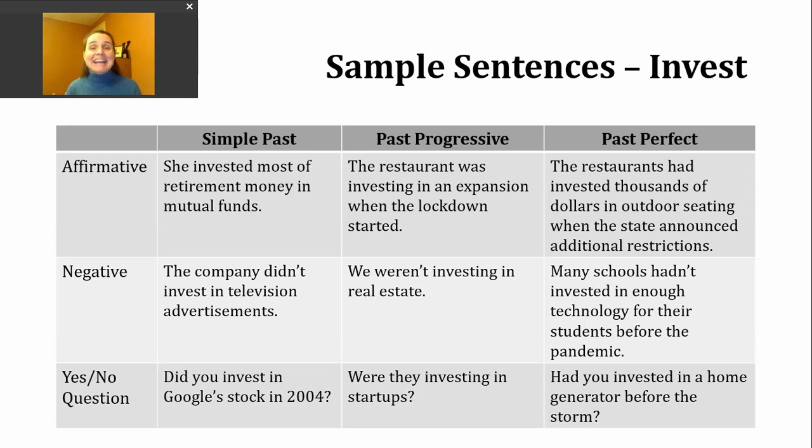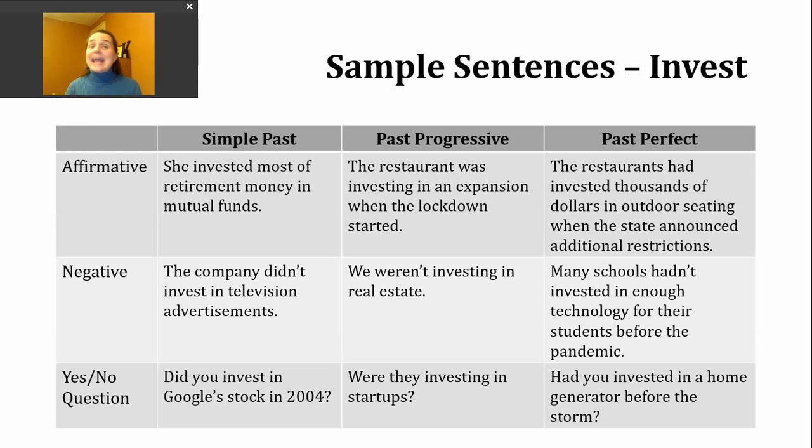Let's look at an example sentence. The restaurant was investing in an expansion when the lockdown started. So here we have kind of that ongoing process. They're spending money to make outdoor dining space more appealing, perhaps expanding it so that they can serve more people outside. And then we have that interrupting action when the lockdown started.